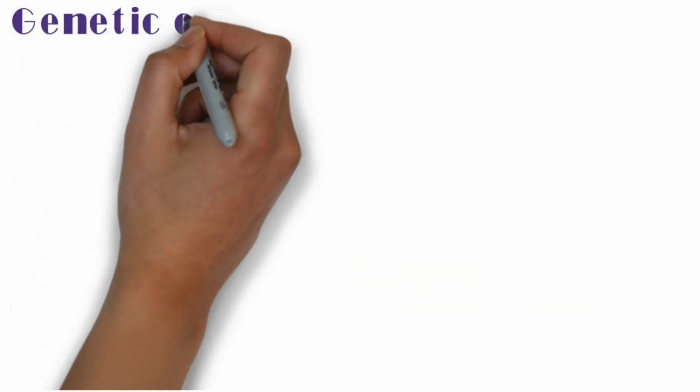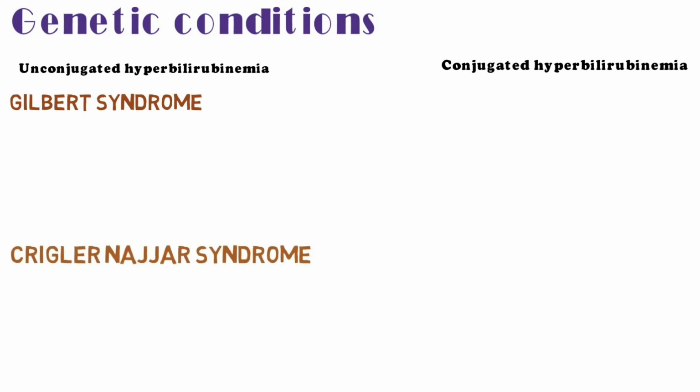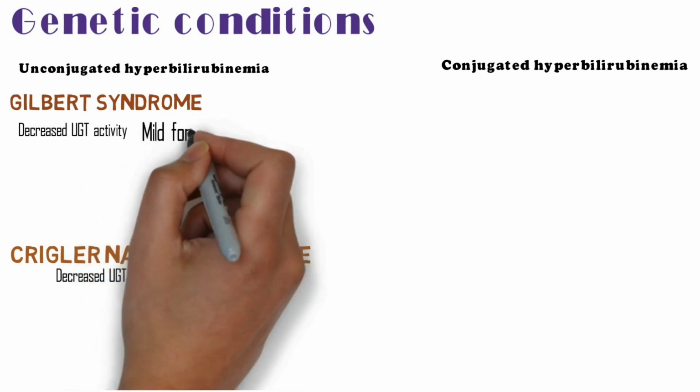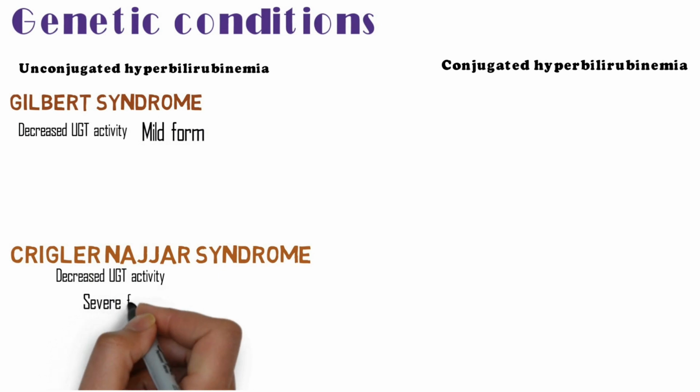Now, talking about different genetic conditions, we can classify them on the basis of whether they cause conjugated hyperbilirubinemia or unconjugated hyperbilirubinemia. The genetic conditions which will cause unconjugated hyperbilirubinemia are Gilbert syndrome and Crigler-Najjar syndrome. In these both syndromes, there is decreased UGT activity, but the difference in them is that Gilbert syndrome is a mild form, whereas Crigler-Najjar is a more severe form.